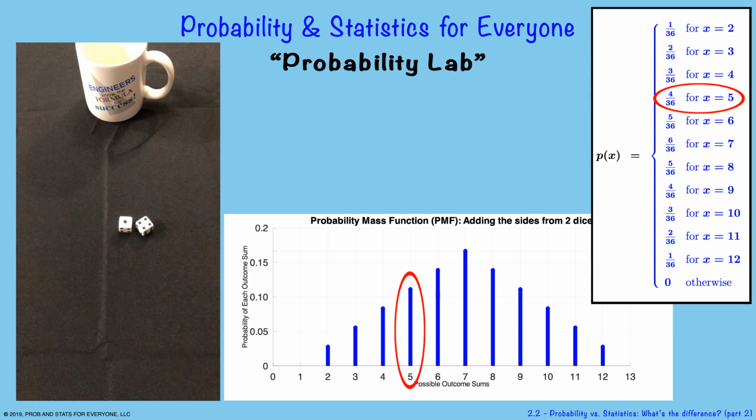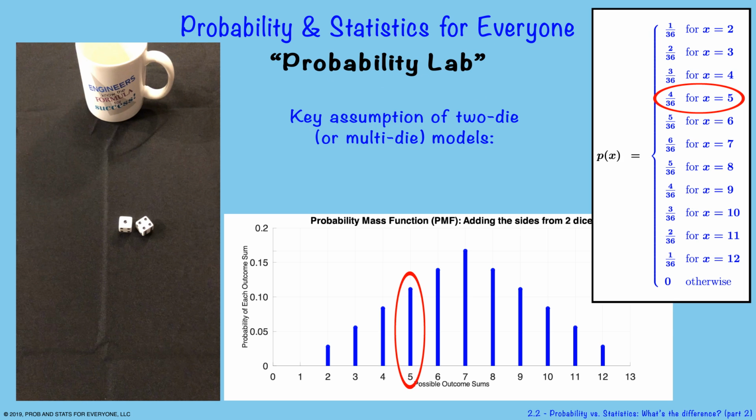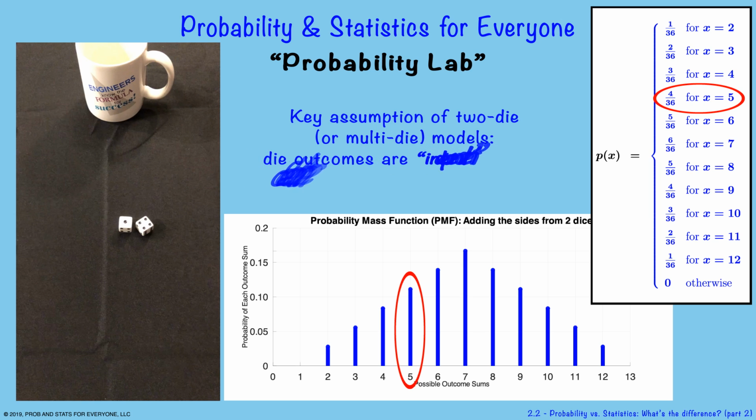We won't go into detail about how we develop the model in this video, but the key assumption is that as the 2 dice are bouncing around in the coffee mug and then rolling around on my breakfast room table, the individual die outcomes are not coupled together in any way. That is, one die is going to bounce and roll and land however it lands, and the other one is going to bounce and roll and land however it lands. The 2 die outcomes are independent of each other.